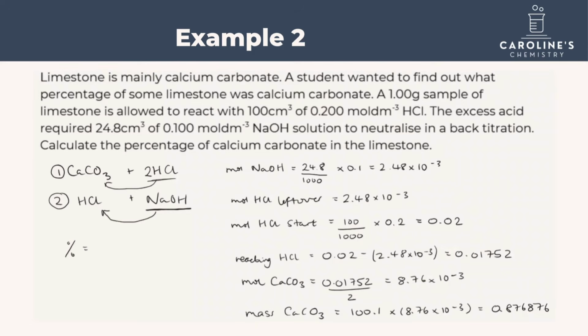To find out now the percentage of calcium carbonate, I'm going to take the mass of the calcium carbonate that we've just worked out, divide it by the mass of the limestone, and times it by 100. There we get 87.7%. And giving that to 3 significant figures, because all of the data that we ended up using in the question was 3 significant figures as well.